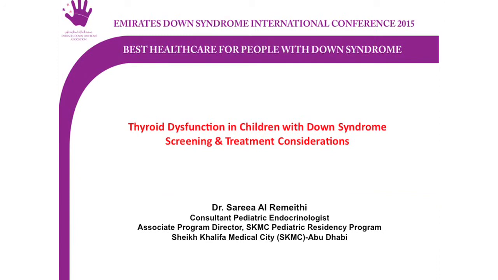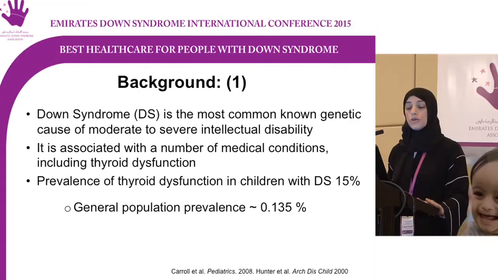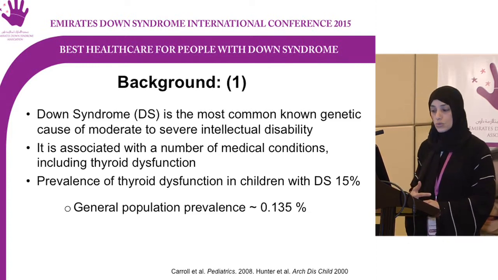About the thyroid dysfunction in kids with Down syndrome. I'm going to give you a background about the association between the thyroid disorder and Down syndrome. As you know, Down syndrome is the most common genetic cause of moderate to severe intellectual disability. It's associated with a number of medical conditions, and the thyroid is one of them.